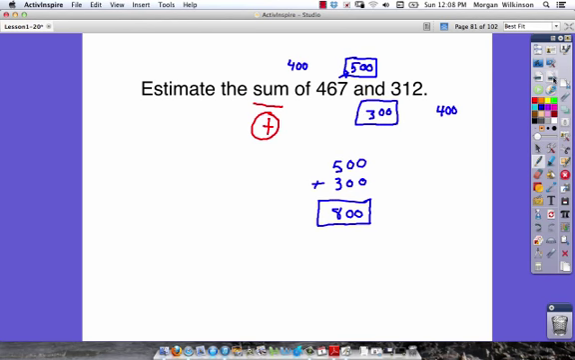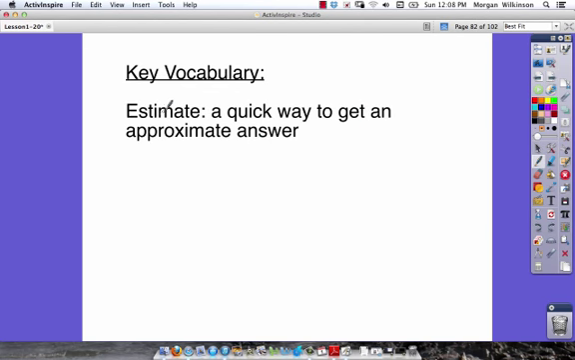Now the last thing in this lesson is our key vocabulary. And our key vocabulary today is to estimate. And to estimate, or an estimate, is just a quick way to get an approximate answer. And times when we estimate, if you ever go to the grocery store and you buy something for 99 cents, maybe you buy something else for $1.97, and maybe you buy something else for $1.19. Well, if you wanted to figure out about how much your total is going to be, you could estimate 99 cents, $1.97 and $1.19. You're going to estimate the sum by rounding.